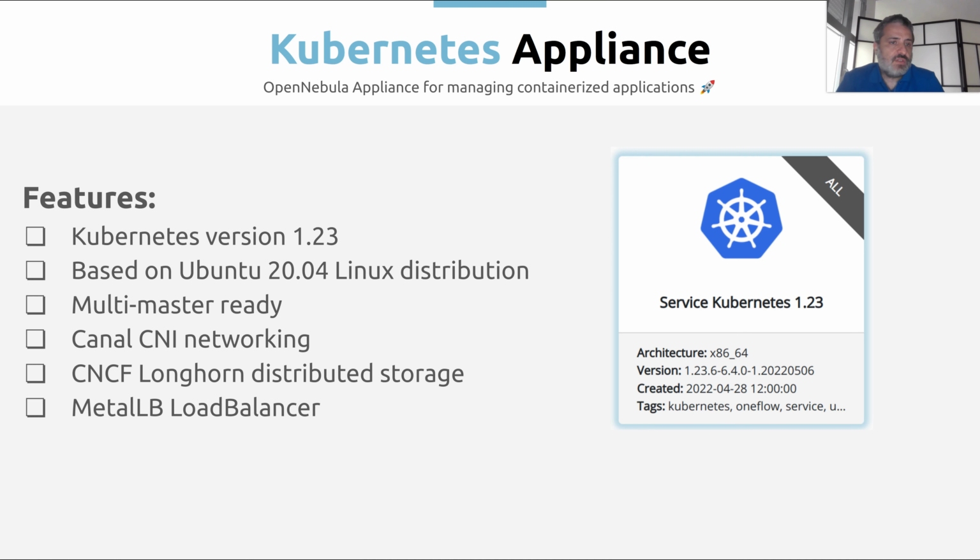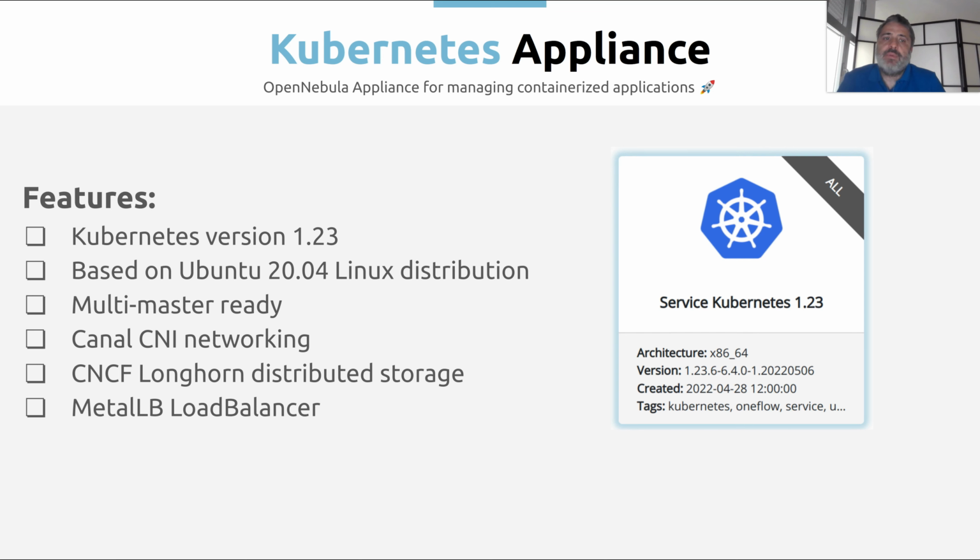It integrates different features for networking. So we provision with the Canal CNI network plugin. We have integrated the Longhorn distributed storage solution, the CNCF Longhorn solution, for the persistent volumes. And also we integrated MetalLB load balancer, for exposing Kubernetes services that are deployed in the clusters, so in order to access applications that are deployed and provisioned in your Kubernetes clusters.